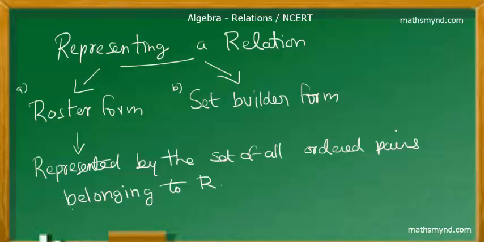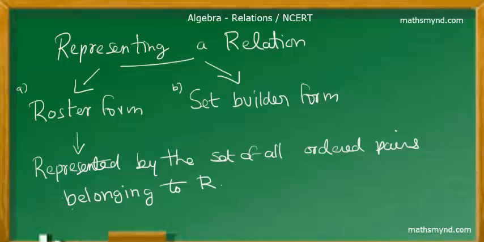Let's look at how we represent a relation, quite in continuance with what we learned in the chapter dealing with sets. It is a similar form, that is the roster and the set builder form. The only key difference is that whereas in the case of sets we were dealing with elements as such, here also we are dealing with elements, but note the point that it's ordered pairs which are important.